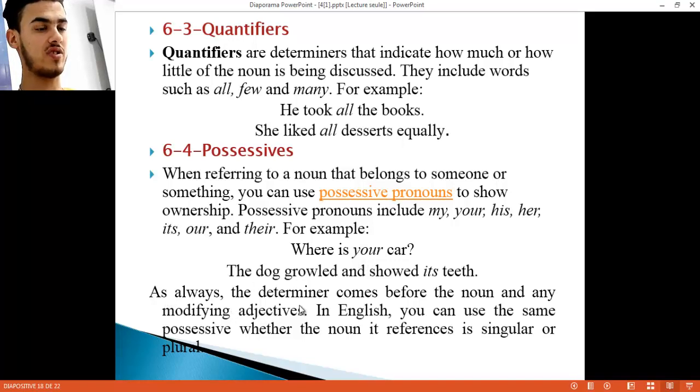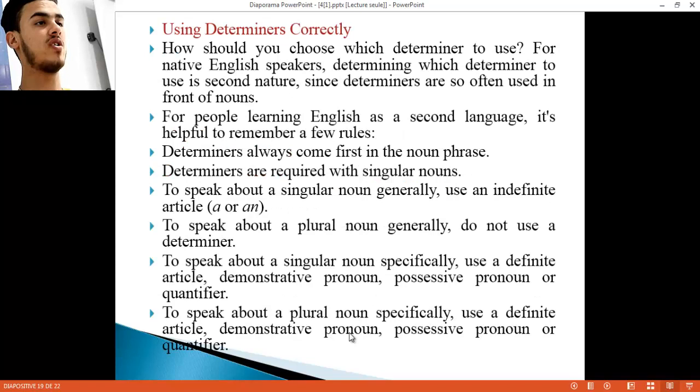It's showing that the subject possesses a car. As always, the determiner comes before the noun and any modifying adjectives. In English, you can use the same possessive whether the noun it refers to is singular or plural. So you can use one possessive to refer to either the singular or the plural form.